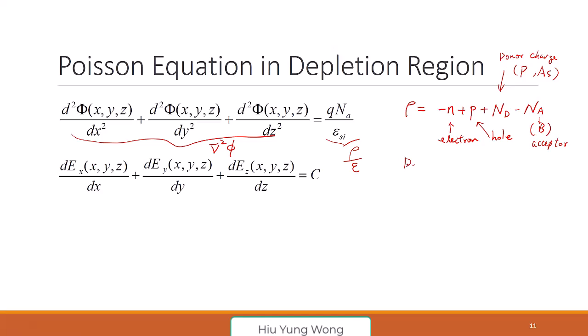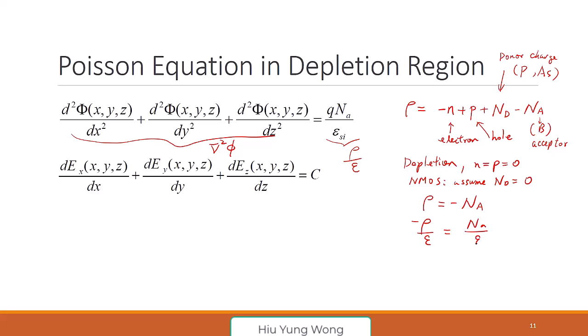In a depletion region, what is the meaning of depletion? It means no electron, no hole. That's the first thing. This is the concept I want you to visualize in your brain. Depletion means no hole, no electron. At the same time, because it's MOS, I assume there is no donor. I will assume ND equals 0. So rho is just equal to negative Na.